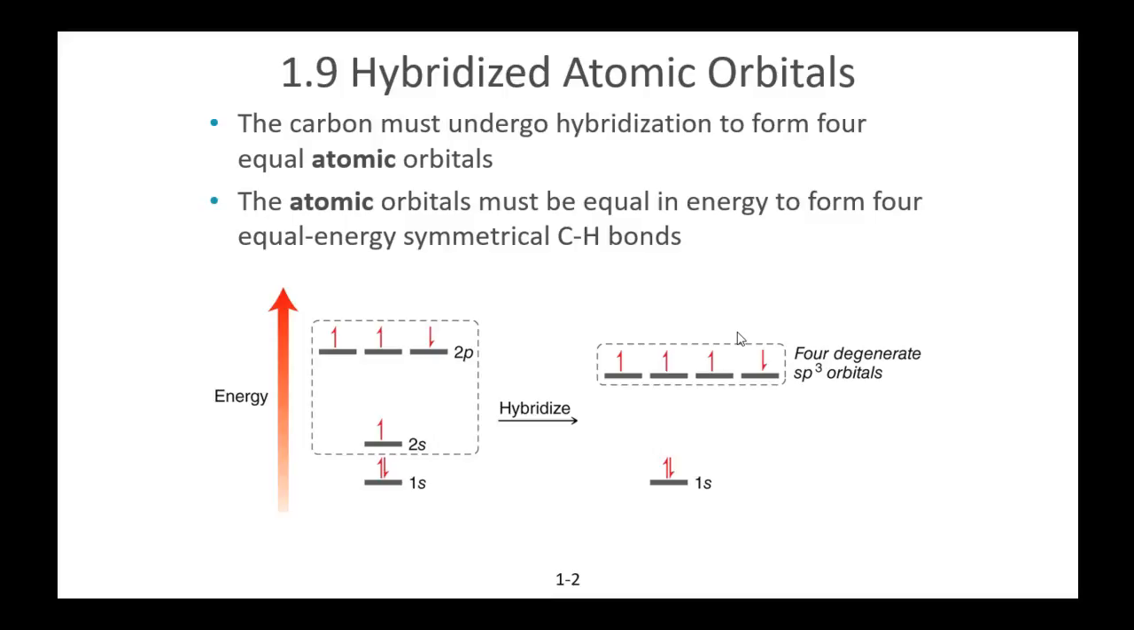Now, let me explain this idea of orbital mixing, as it is a common point of confusion. What does it mean exactly to take an s orbital and three 2p orbitals and throw them together and mix them? I think the easiest way to explain this is through an analogy.